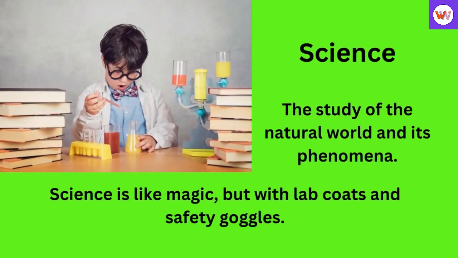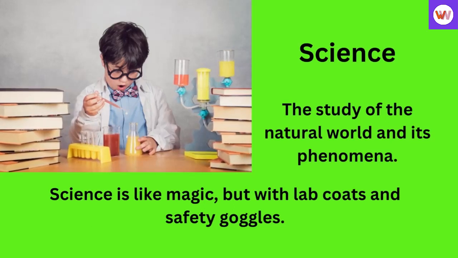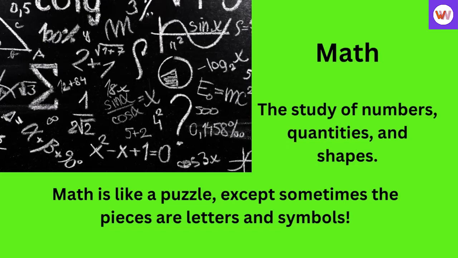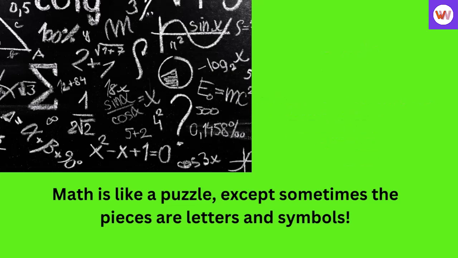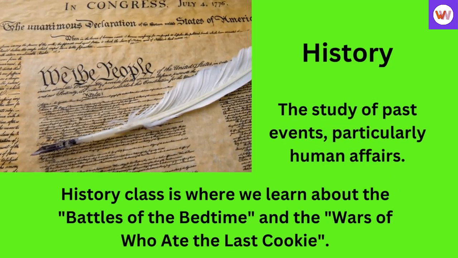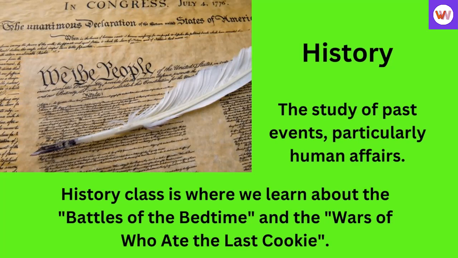Science. The study of the natural world and its phenomena. Science is like magic, but with lab coats and safety goggles. Math. The study of numbers, quantities, and shapes. Math is like a puzzle, except sometimes the pieces are letters and symbols. History. The study of past events, particularly human affairs. History class is where we learn about the battles of bedtime and the wars of who ate the last cookie.